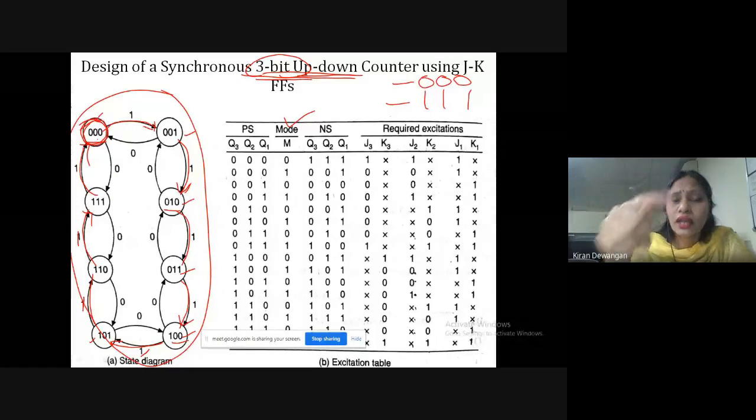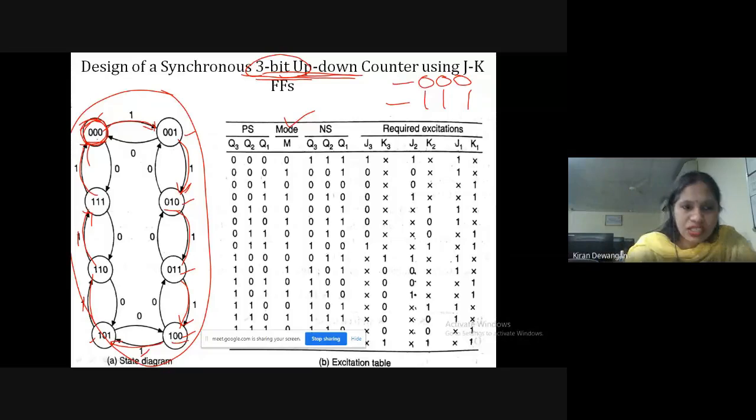Now it may be in a reverse direction. If we start with 0, 0, 0 initially, the next state could be 1, 1, 1 when the mode is 0. Here the mode will be 0 and it again goes to the next state 1, 1, 0. The mode is 0 and 1, 1, 0 to 1, 0, 1, again the mode is 0. So this is how we'll draw the state diagram.